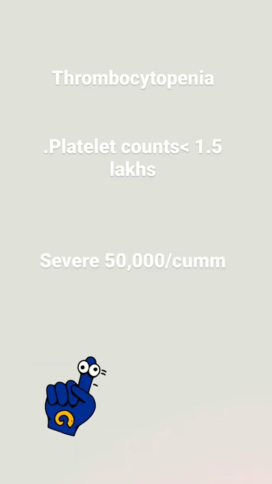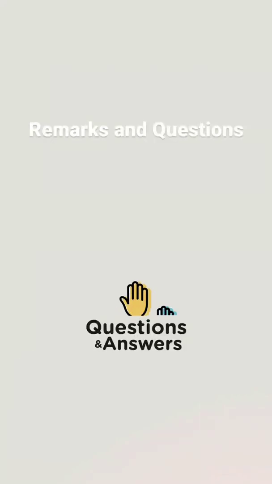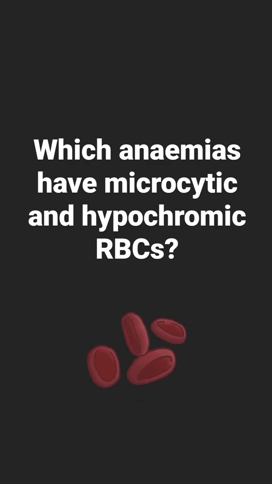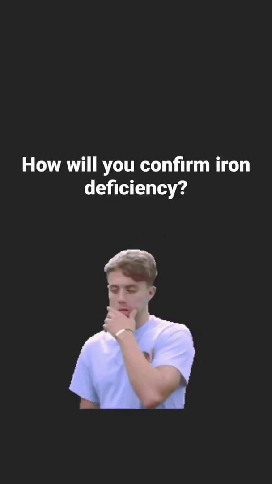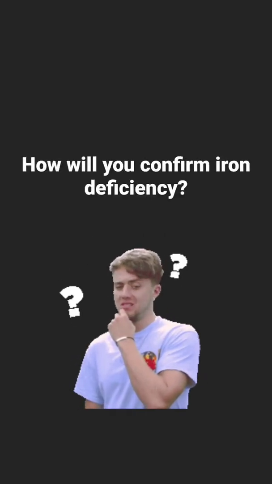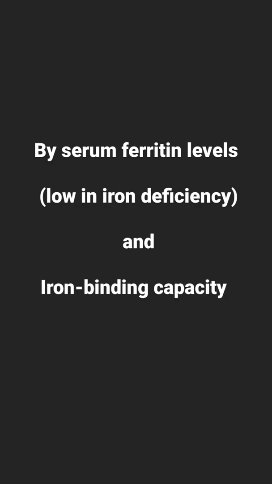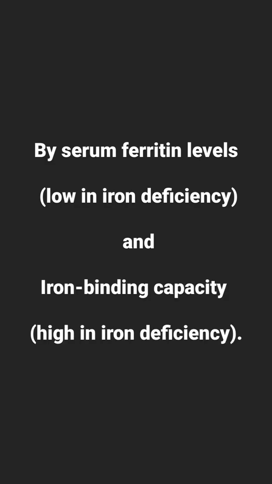So what are the remarks and questions, guys? Which anemias have microcytic and hypochromic RBCs? The answer is iron deficiency anemia, thalassemia, and lead poisoning. How will you confirm iron deficiency? By serum ferritin levels, which will be low in iron deficiency, and iron binding capacity, which will be high in iron deficiency anemia.